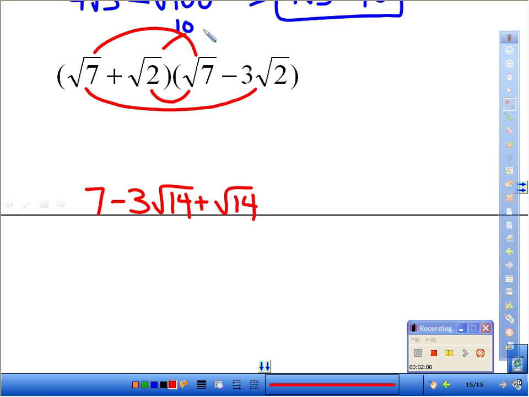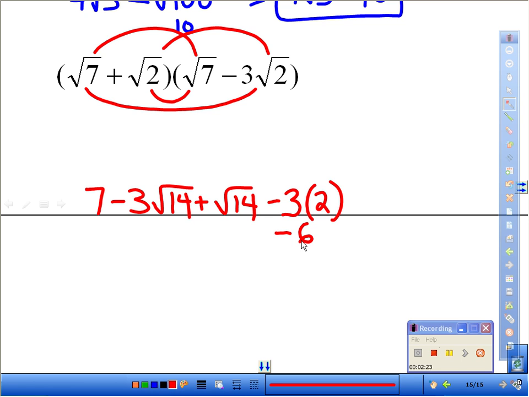And last, this is the trickiest part. In front of this square root of 2, we have the number 1, and over here we have negative 3, so minus 3. We have the square root of 2 times the square root of 2, which we know becomes 2. So this last term was negative 3 times 2. I would later write this as negative 6 or minus 6.